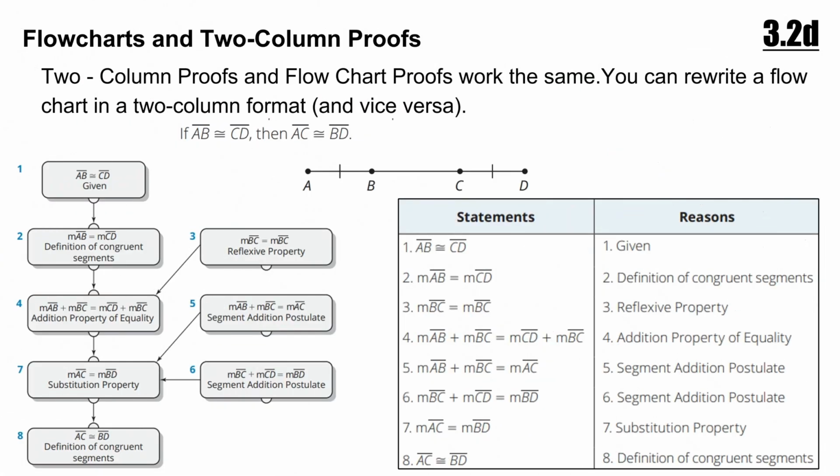Two-column proofs and flowchart proofs work the same. You can rewrite a flow chart in a two-column format and vice versa. You may notice that the top part in a flow chart is the statement section of a two-column proof, and the bottom part of a flow chart is the reason part of a two-column proof.